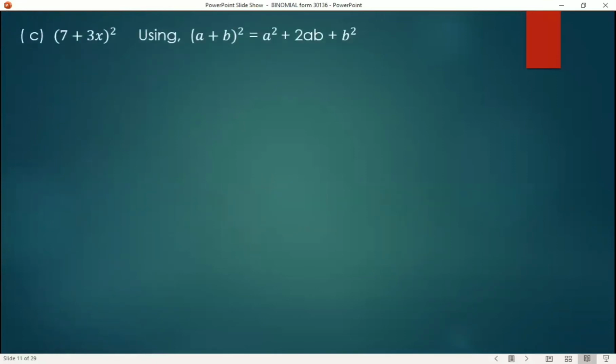So again, we are going to expand (7 plus 3x) to the square using our formula (a plus b) to the square is equal to a squared plus 2ab plus b squared. Now, the first term is 7 squared, the middle term is 2 times 7 times 3x, and the last term is (3x) to the square. So 7 times 7 is 49, the middle term 2 times 7 times 3x is 42x, and (3x) to the square is 9x squared. So the final answer is 49 plus 42x plus 9x squared.